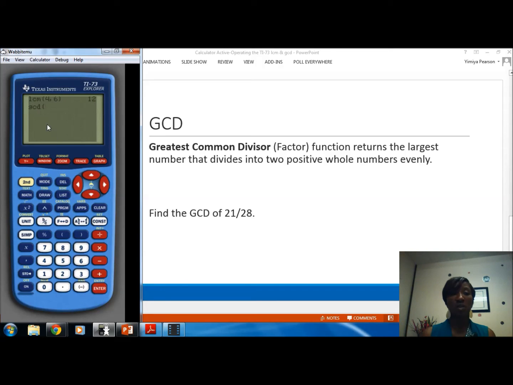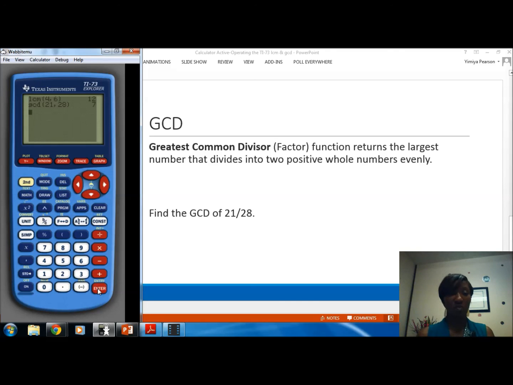And so I see on the home screen, GCD, greatest common divisor, with the parentheses. I want to find it of these two numbers. I'm not going to have to put it in as a fraction. I'm going to put those two numbers, the numerator and denominator, in as separate entries. So we're going to do GCD of 21. Remember, we have to separate the numbers with the comma. 28. And then close the operation and press enter. So the greatest common divisor of 21 and 28 is 7.